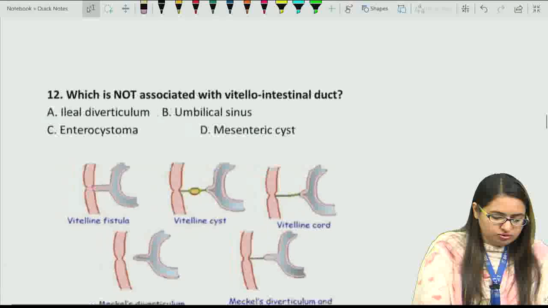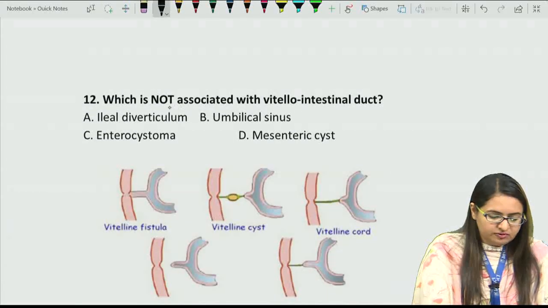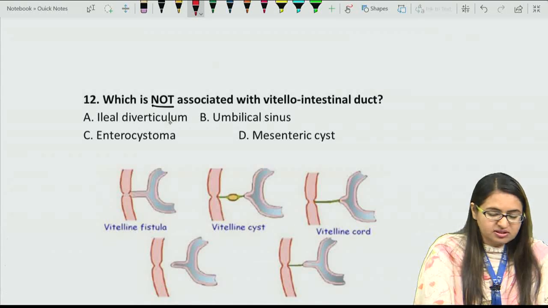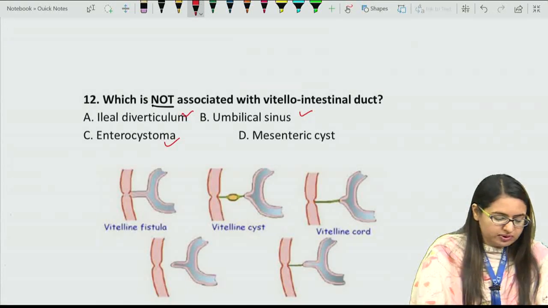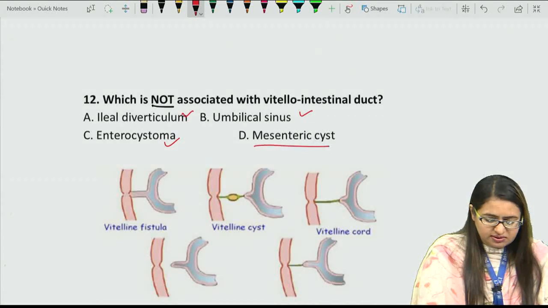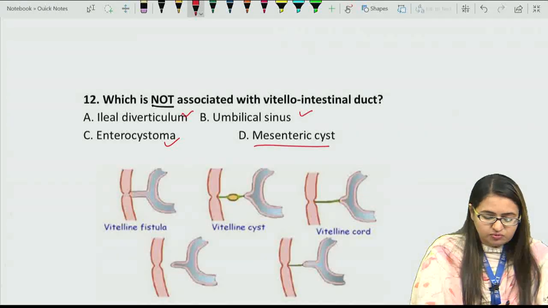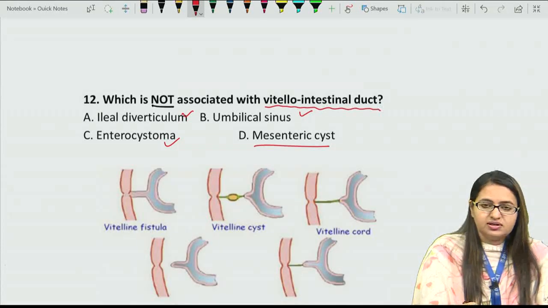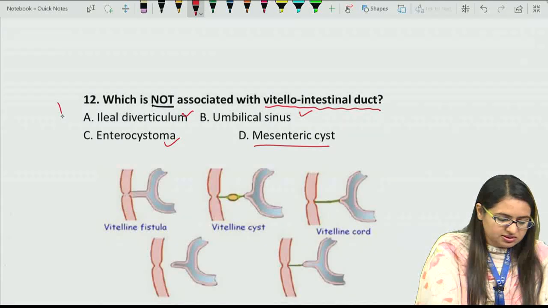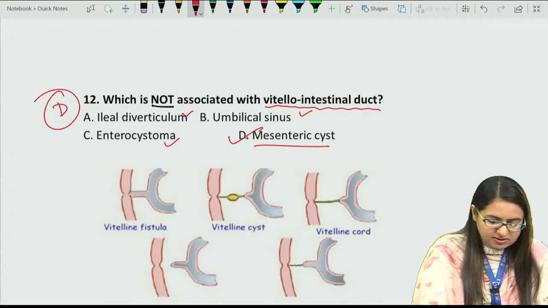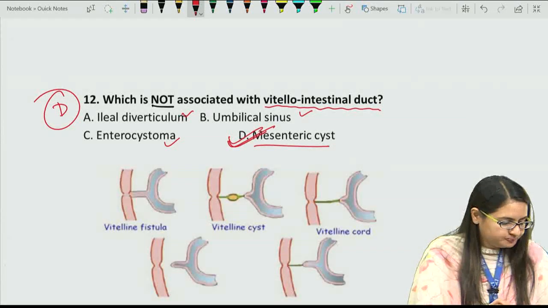Now if we come back to the question, it says which of the following structure is not associated with the vitellointestinal duct. In this, the diverticulum may be there, the sinus may be there, as well as the enterocystoma may be there. Now the mesenteric cyst, it is actually one of the tumors which is present over here, and it is not associated with the vitellointestinal duct. So the answer over here is D, that is the mesenteric cyst.